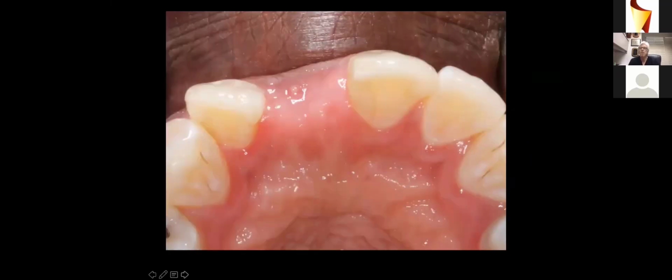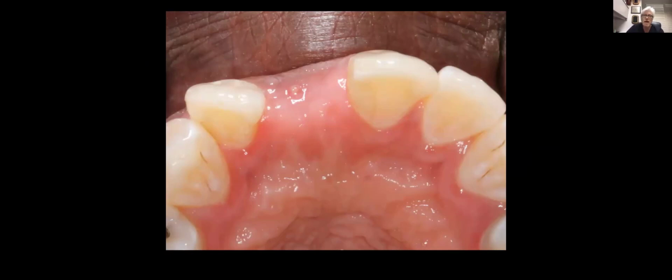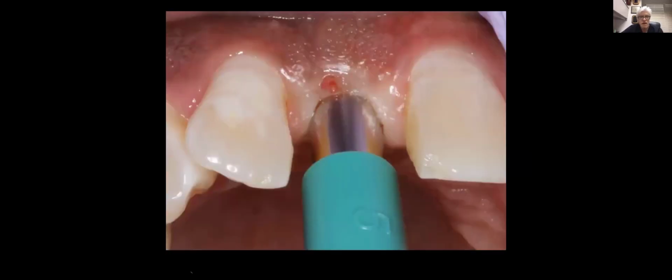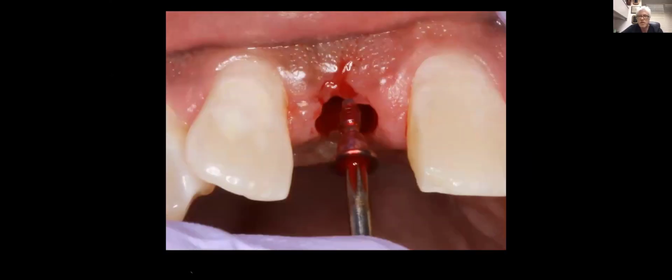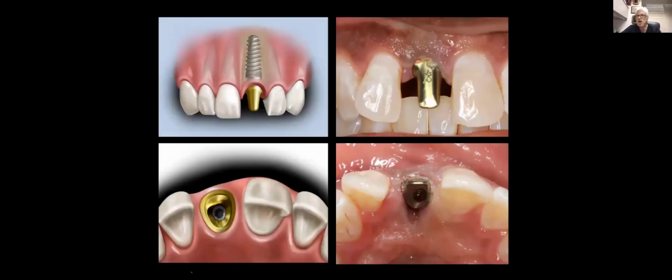So after 4 months of integration, I'm going to go ahead and expose the implant. I'm going to expose the implant, and this is a tissue punch from Salvin Dental. I'm just simply removing some of the tissue there. And you can see the little closure cap, and I'm removing the closure cap. And at this juncture, I'm going to go ahead and place that custom abutment, temporary abutment, in the mouth.